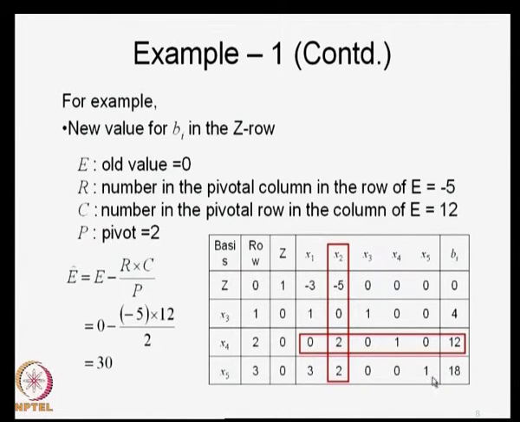Let us say you want to convert this number now, 18. Let me write that. 18 minus 12 into 2, that is, this 12 divided by this 2, which is the pivotal element. So, this will be 6.